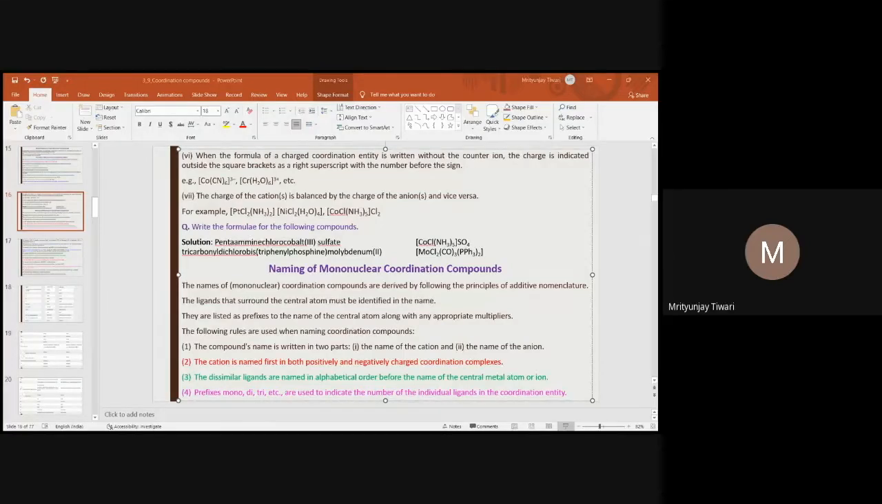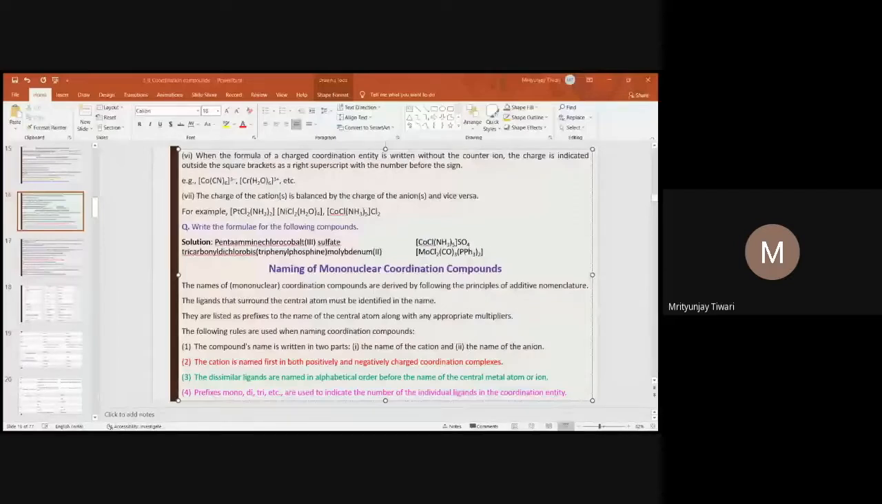So they are listed as prefixes. The names of these ligands are written as prefixes to the name of the central atom, along with any appropriate multiplier. An appropriate multiplier means the number of a particular type of ligand that is there in the given complex entity or complex compound.